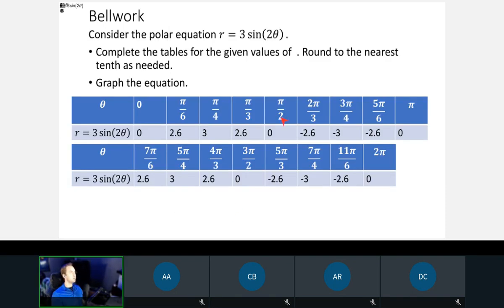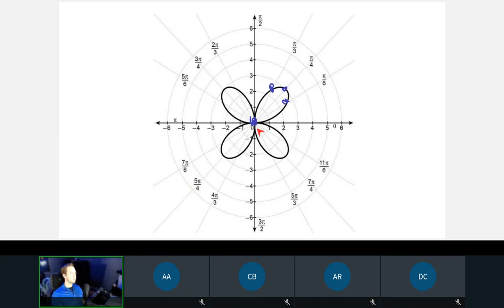All right, then we got pi over 2, comma, radius of 0. So again, that's just at the origin. Don't do anything. It's already there.